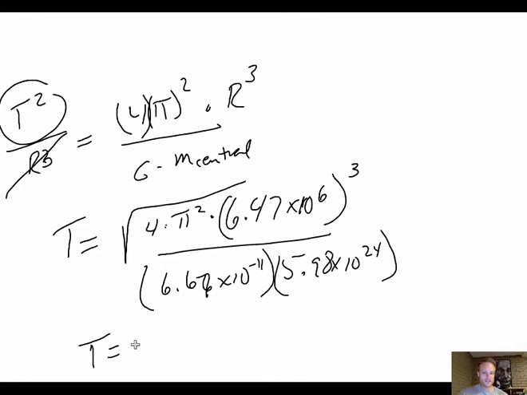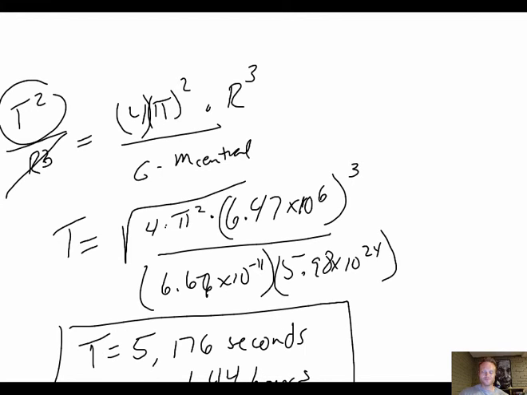And that amount of time is 5,176 seconds. Or if you're looking for it in hours, it'd be about 1.44 hours to orbit the Earth. Okay, and that would be my answer. So that's an example of using Kepler's third law to solve a problem, where we went through and got the velocity, the acceleration, and then used Kepler's third law to finish that off.